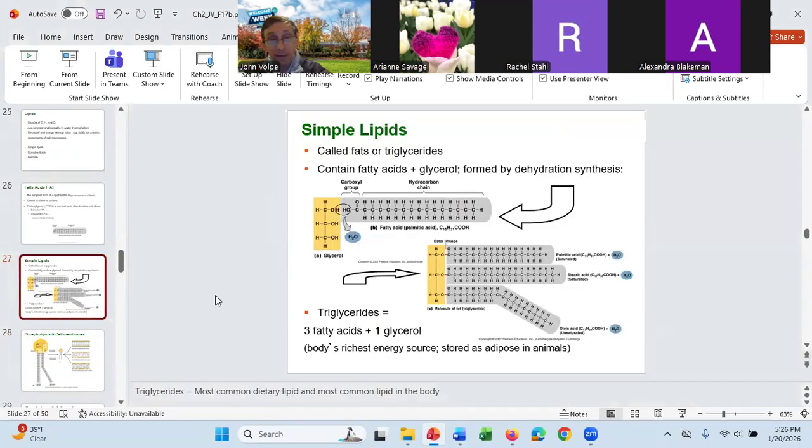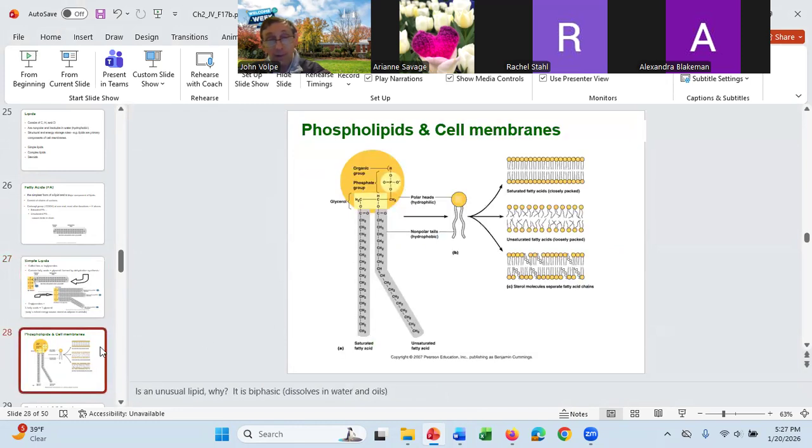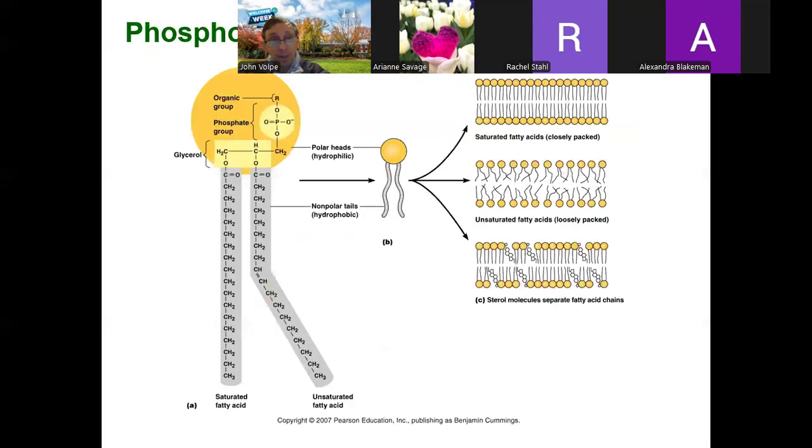All right. As I mentioned, all but one of the lipids is insoluble in water. There is one lipid which is soluble in water, and it's the phospholipid. Phospholipids have two fatty acid tails, and yes, one is always saturated, the other unsaturated.